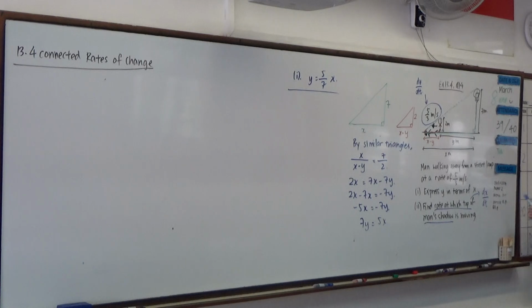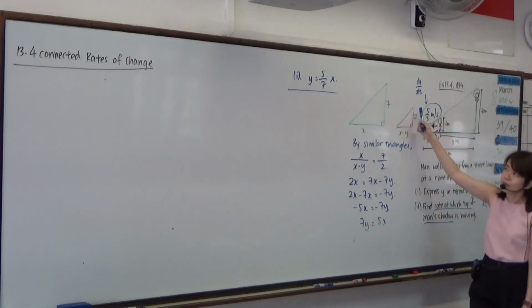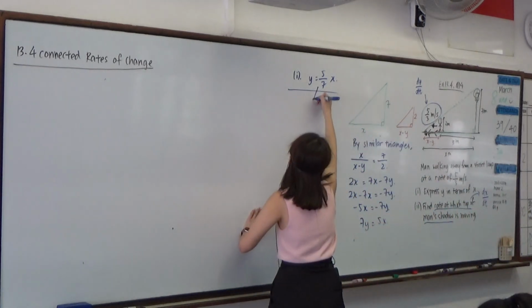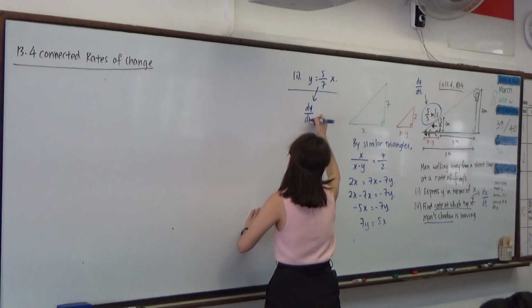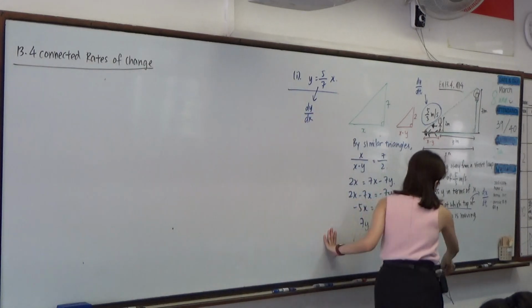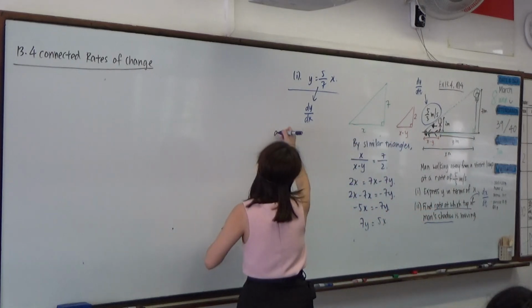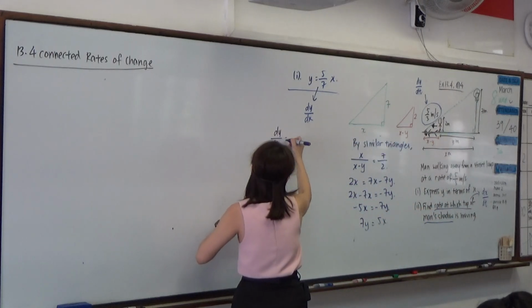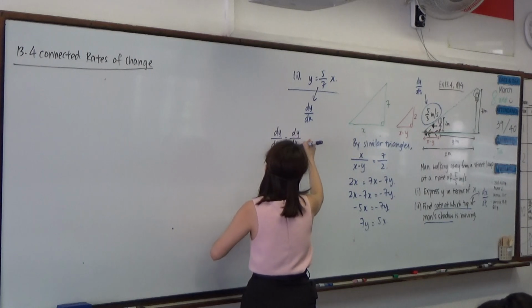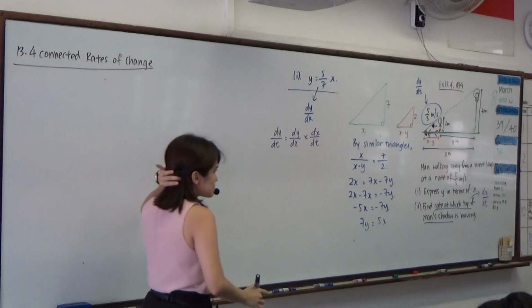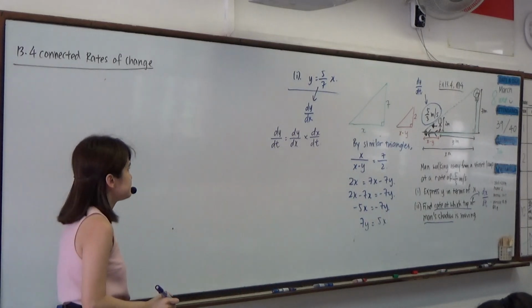So we want to find dx/dt and we are given dy/dt. I already have my y in terms of x. That will help me to find dy/dx. So with these three things, I can form my formula: dy/dt equals dy/dx times dx/dt.